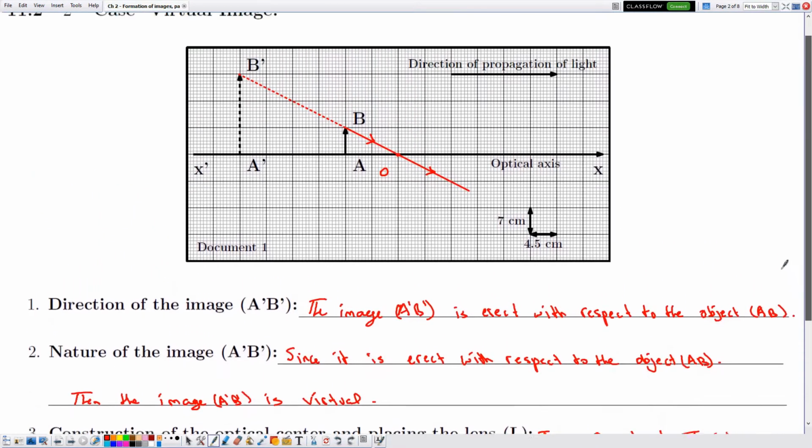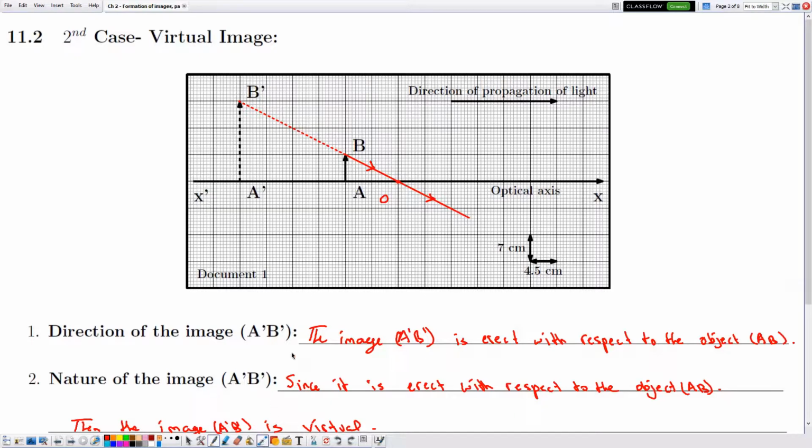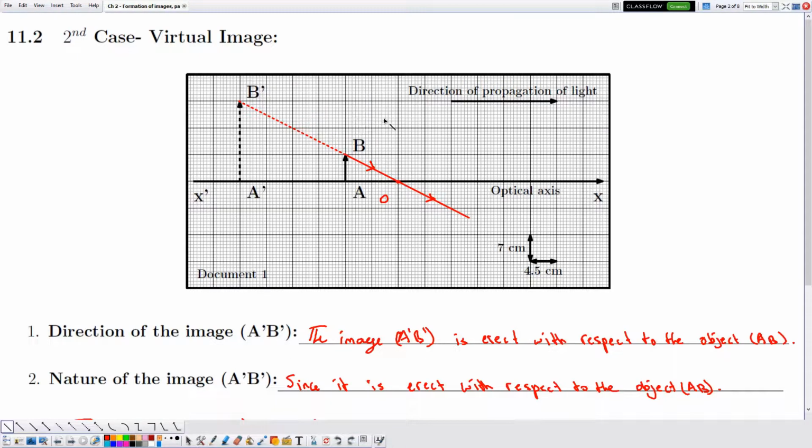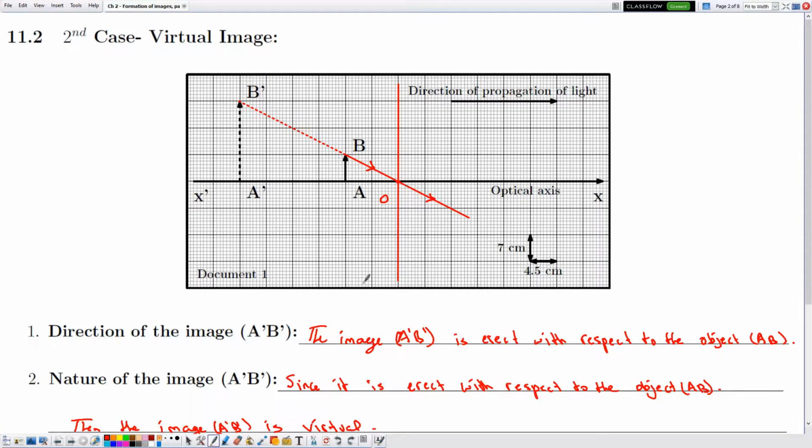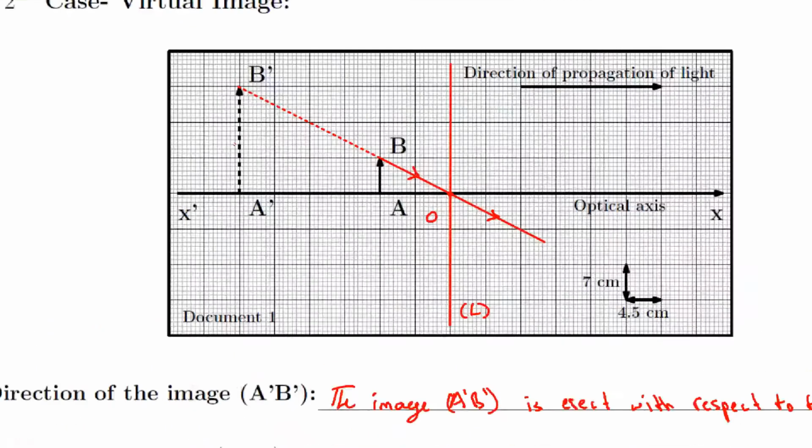So now we know the position of the optical center. Then the lens L will be perpendicular to the optical axis at the optical center O, like this. And now in order to use the convenient symbol of the lens L, we need to specify its nature. And the nature of the lens can be determined from its role.